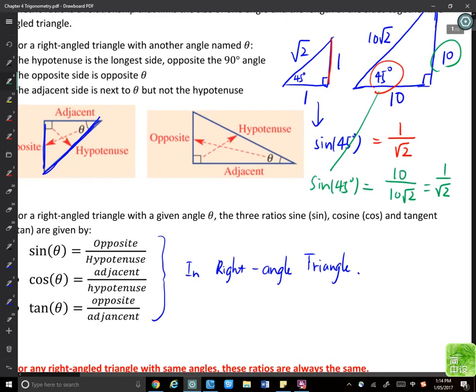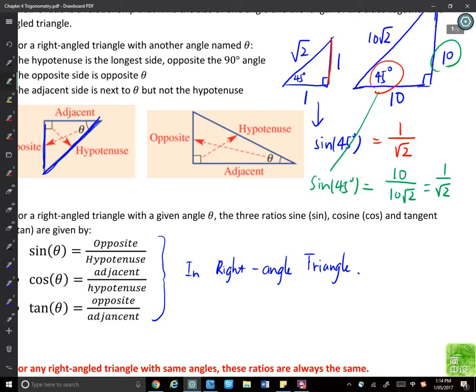So even though they are different triangles, for the same angle value you have the same ratio for sine, cosine, and tangent. Every time I talk about sine 30 degrees, that's a particular value. When I talk about sine 45 degrees, that's a particular value. For example, sine 45 equals 1 over root 2. If I talk about sine 70 degrees, that's a true value already.